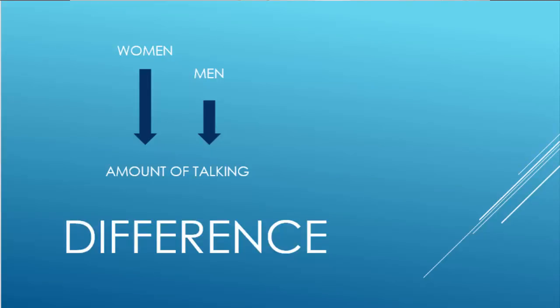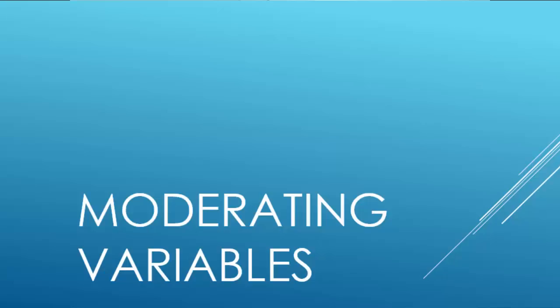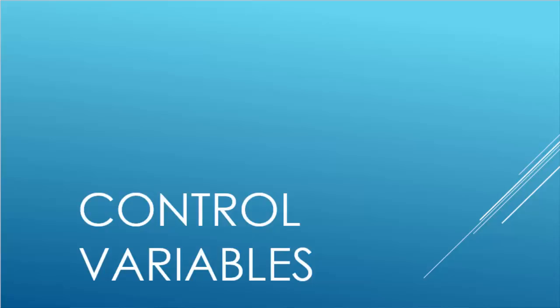A difference. Or is experience speaking related to less communication apprehension? A relationship. In complex studies, extra variables may influence the difference or relationship between two variables. You can measure them in a survey as moderating variables or experimentally hold them constant as control variables. In this course, you are not expected to demonstrate competence with more than a few variables. Keep it simple for now.